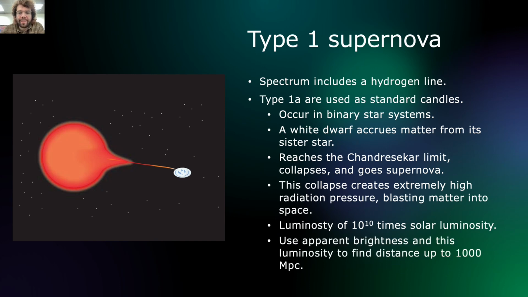And to use as a standard candle, we can use the apparent brightness of this supernova. We already know the luminosity because it's a white dwarf, and we know the Chandrasekhar limit. We can use that to find the luminosity. And if we know the luminosity and the brightness from Earth, we can use that to find the distance up to 1,000 megaparsecs. So a bit further than what we did with Cepheid variables. So it's a very useful phenomenon for us as astronomers.